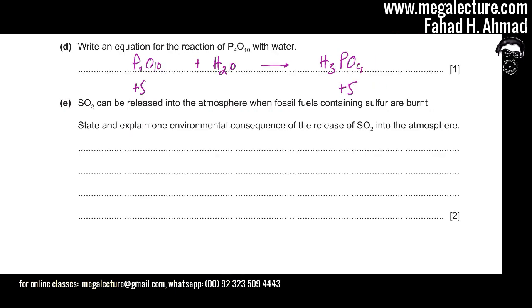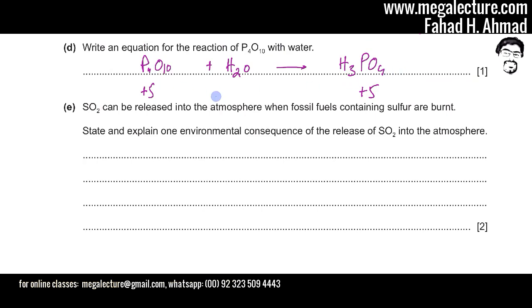And you just need to balance the equation now. So there would be 4 phosphoric acid molecules because there are 4 P's over here. There should be 4 phosphoruses over here as well. And that would give you 12 hydrogens.